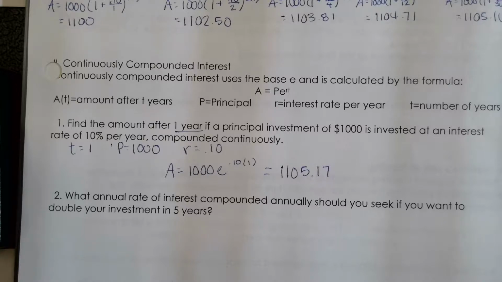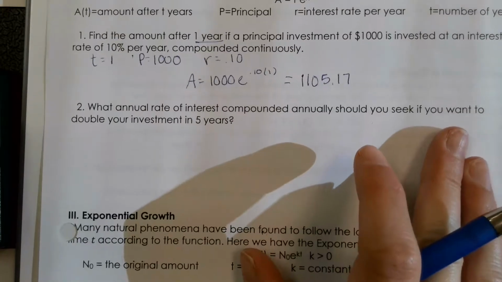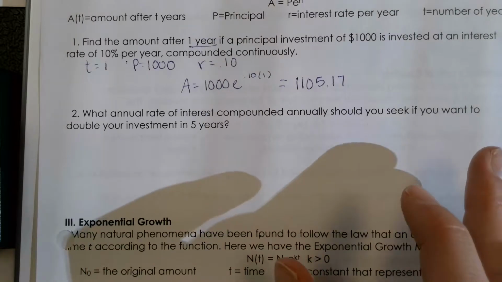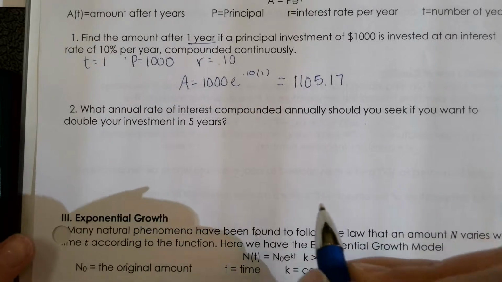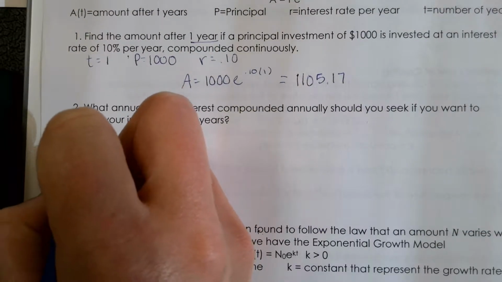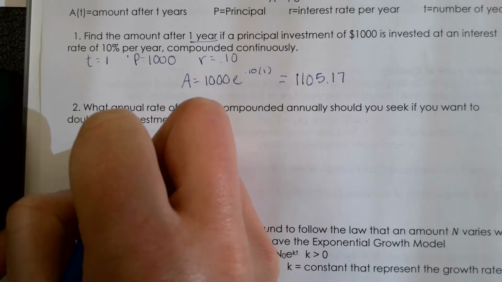The next part, we want to know what annual rate of interest compounded annually should you seek if you want to double your investment in 5 years. So we don't know what we're starting with, but we want to double it. So it doesn't really matter a whole lot how you set this up. For some people, it makes more sense to put in actual numbers and solve it that way. So you could pick whatever you want to start with and then double it and put that on the other side. Or you can just use variables. So we want whatever we end up with to be twice what you started with.